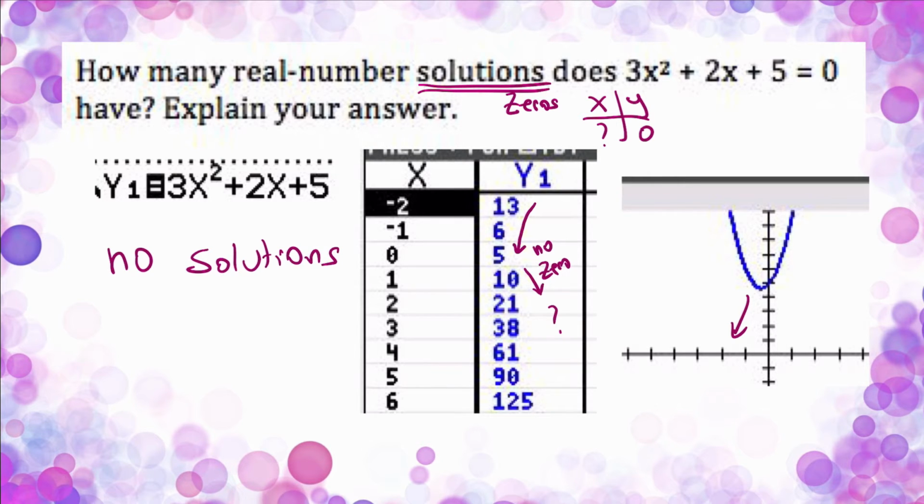That would give me partial credit, and I'm going to explain, and I could say things like at no point does the graph touch the x-axis. You could say y never is 0 in the table, but I'm just going to say the graph doesn't touch the x-axis.